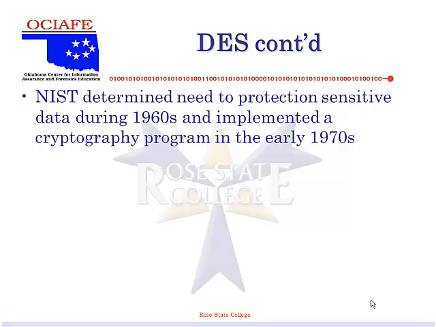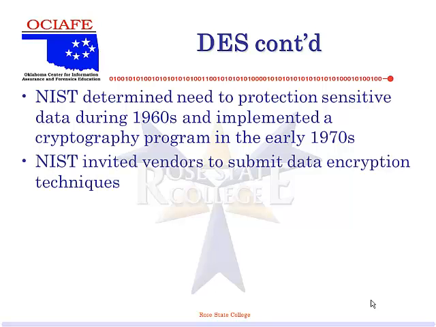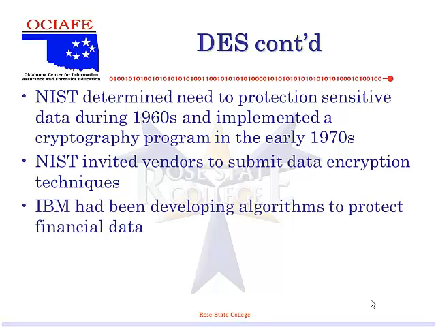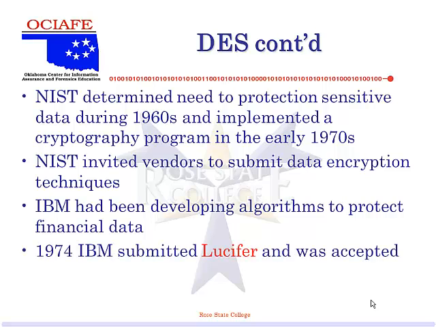It says they implemented a cryptography program in the early 1970s. Computers are starting to get popular out there. We need to do something about it. Okay. They invited vendors to submit techniques. Okay, IBM was developing one for financial data back at that point. Then they submitted Lucifer, and it was accepted.